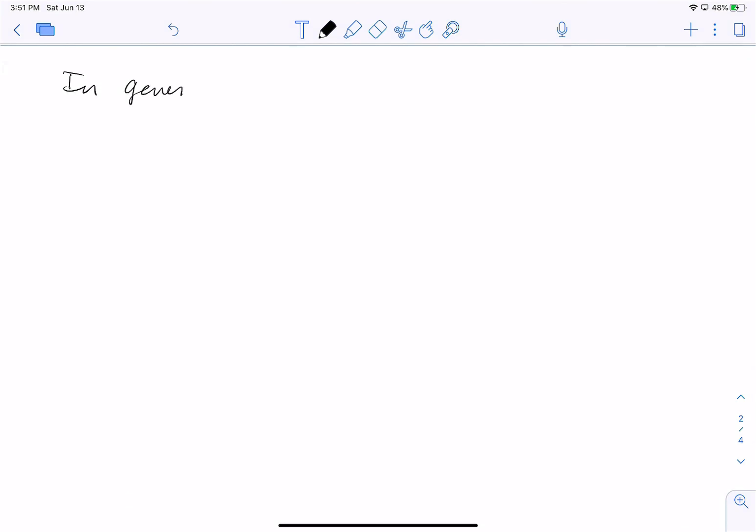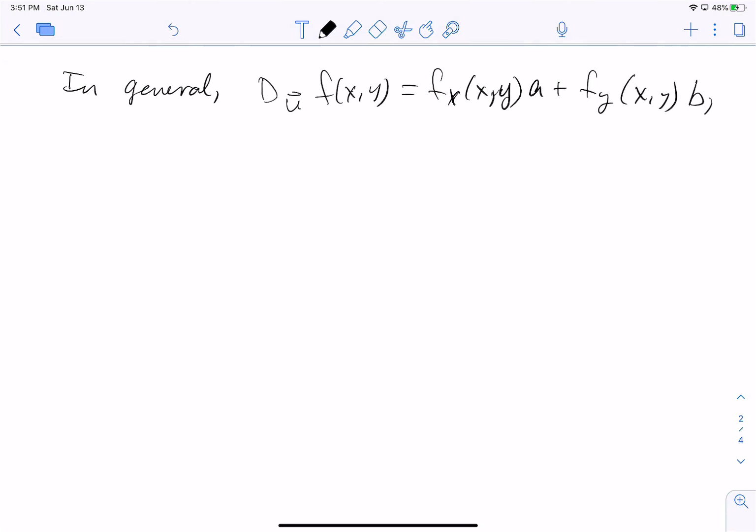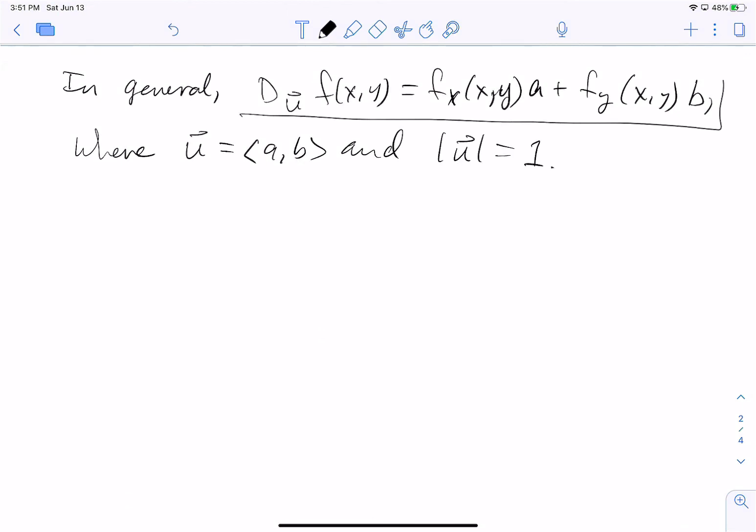In general, the directional derivative in the direction of u of f of x, y is equal to fx at x, y times a plus fy at x, y times b, where u is the vector ab and the magnitude of u is equal to 1, right? So it's a unit vector. I'm going to put that equation in a box. We're just about done with this portion here. A couple of quick things.